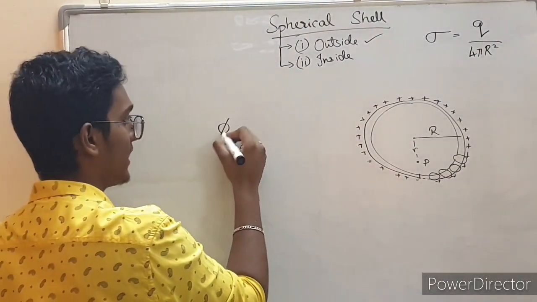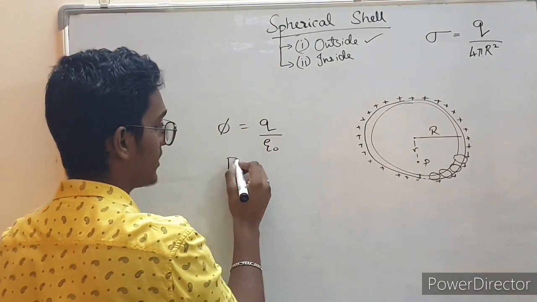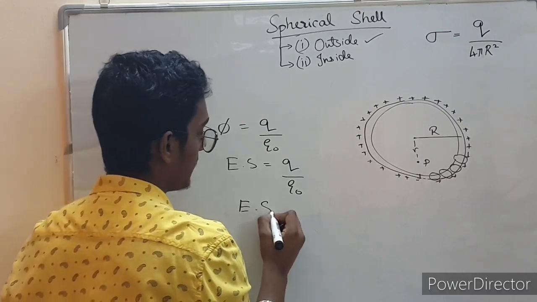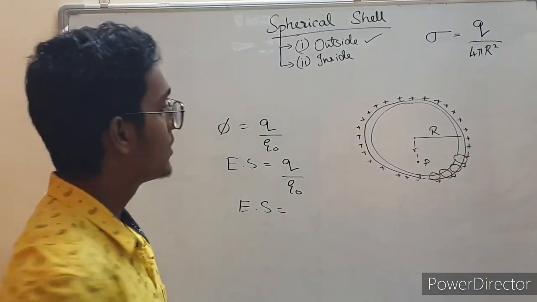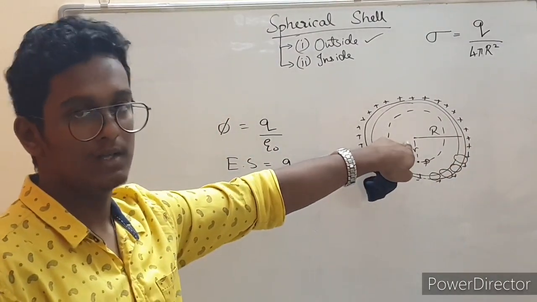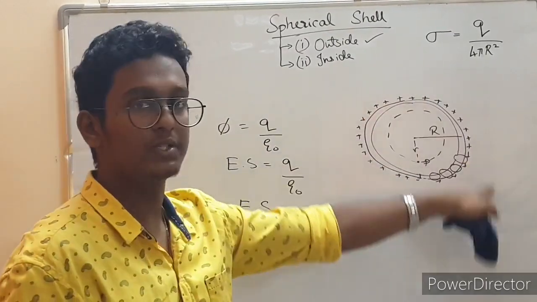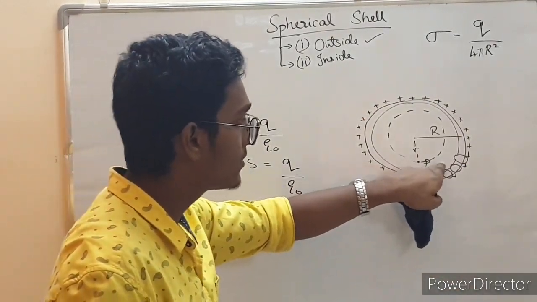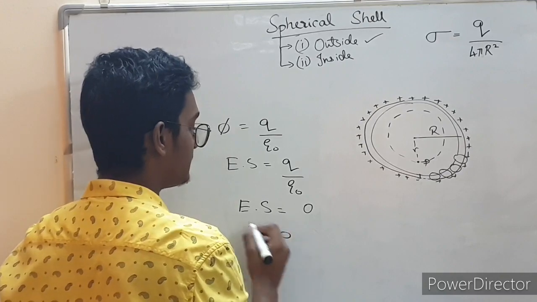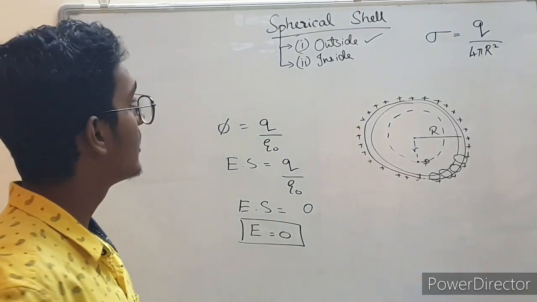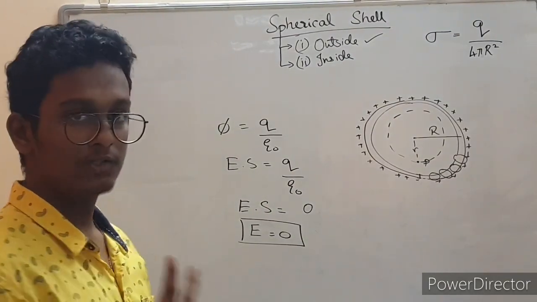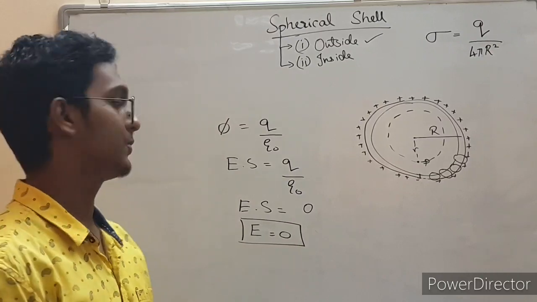So let's try the formula. Flux is equal to Q by epsilon naught. E dot S is equal to Q by epsilon naught. And the reason I'm doing it fast is because you should already know this. What is the charge enclosed by this Gaussian surface? After we construct the Gaussian surface, what is the charge enclosed over here? It's 0, because all the charge is lying on the surface. There is no charge inside the Gaussian surface containing point P. So charge is 0, so electric field inside equals 0. Electric field inside a spherical shell is 0. So this is the conclusion: if there is no charge inside the Gaussian surface, the electric field is 0.